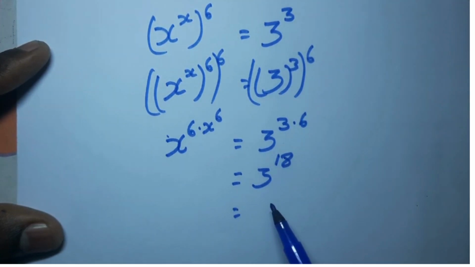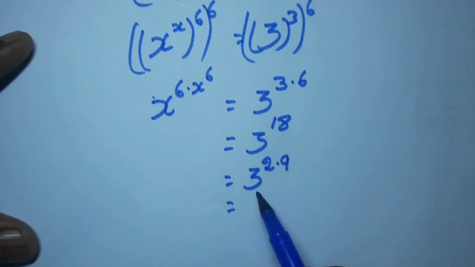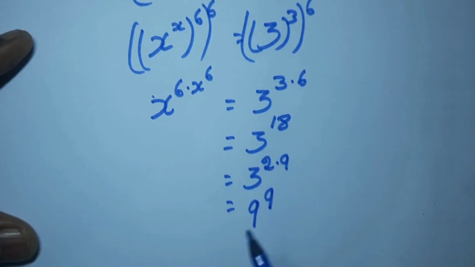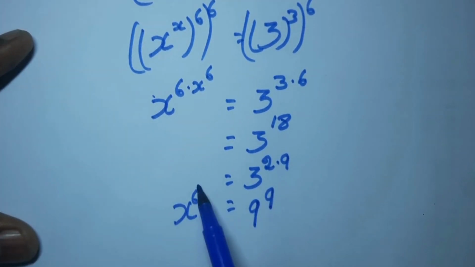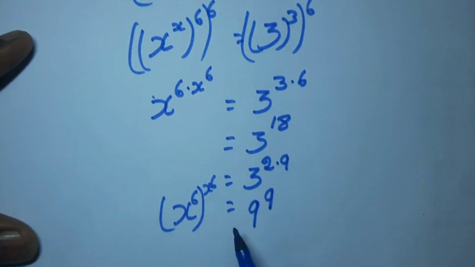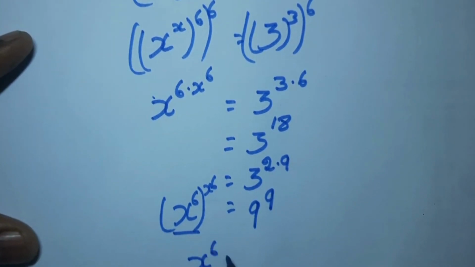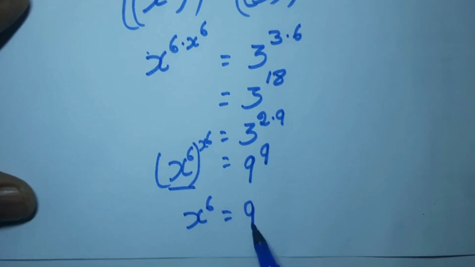Now this 18 can be written as 3 to the power of 2 into 9. Now this 3 square can be 9 to the power of 9, which means x to the power of 6 whole power x to the power of 6 equal to 9 to the power of 9, which means x power 6 equal to 9.